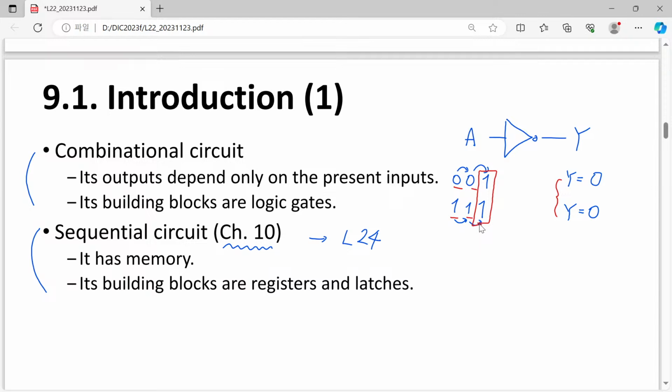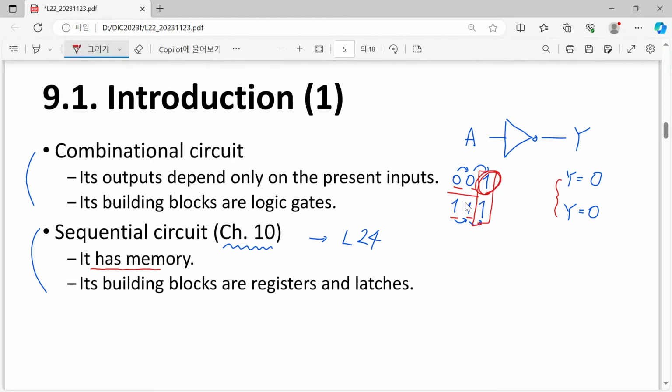So now let's go to sequential circuit. It has memory. So therefore, although its current input is 1, depending on its history, it can have different behavior. So that will be covered in our lecture 24.